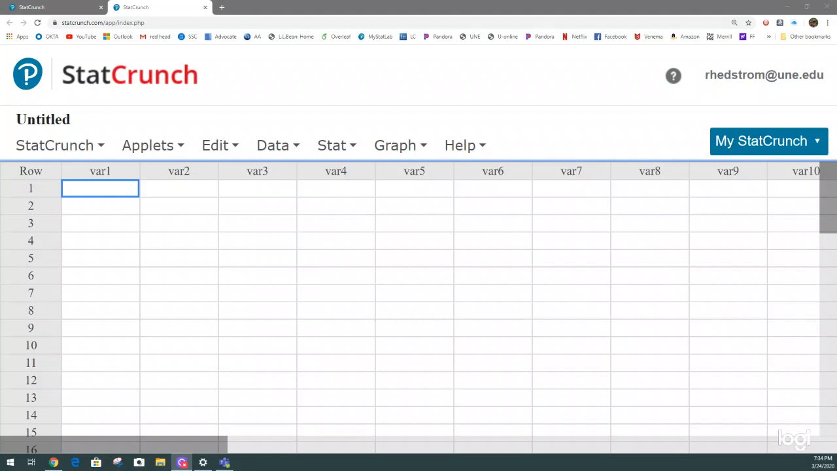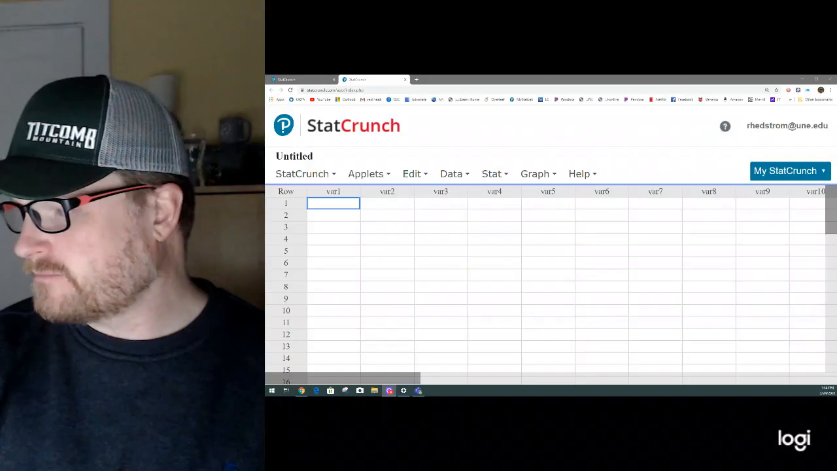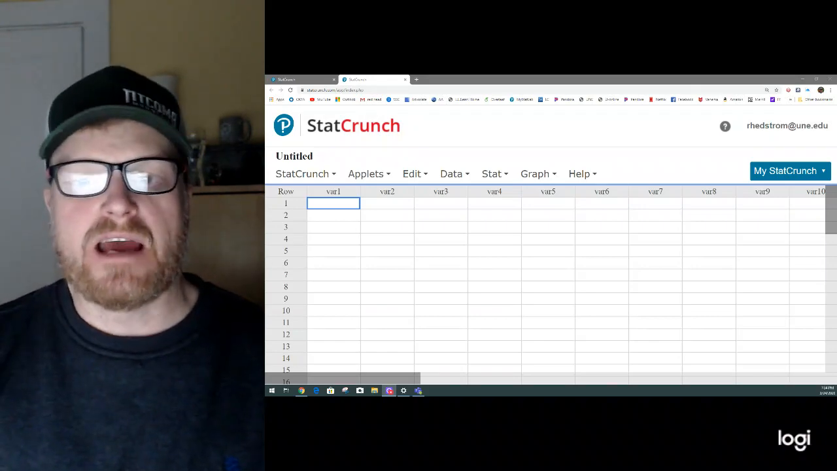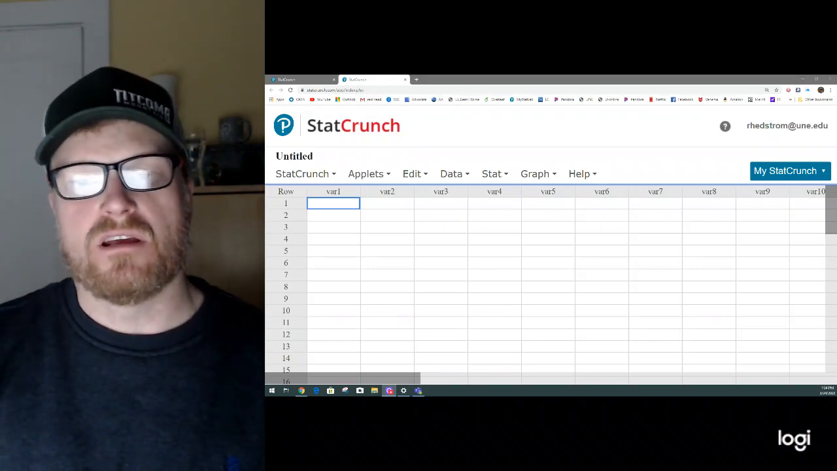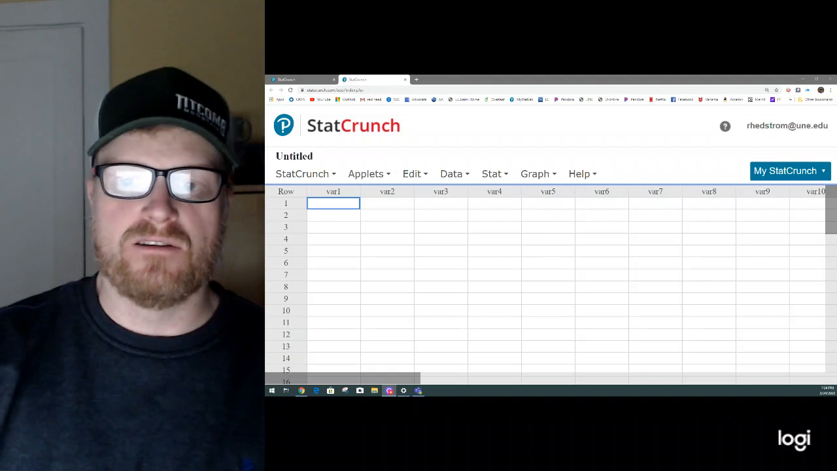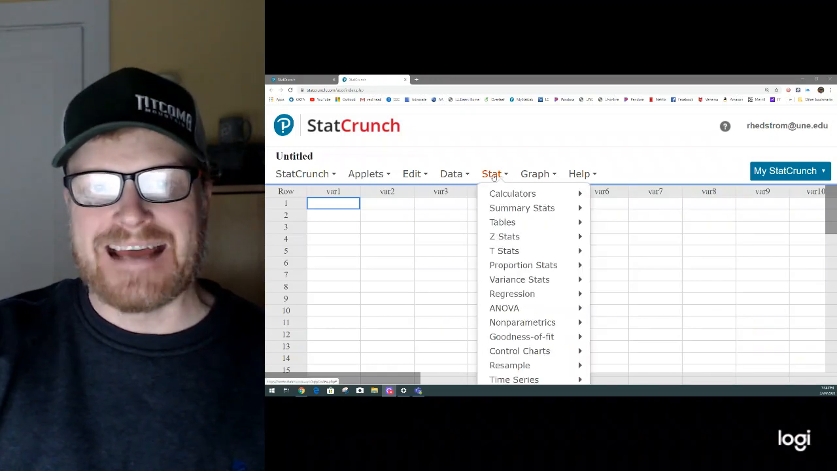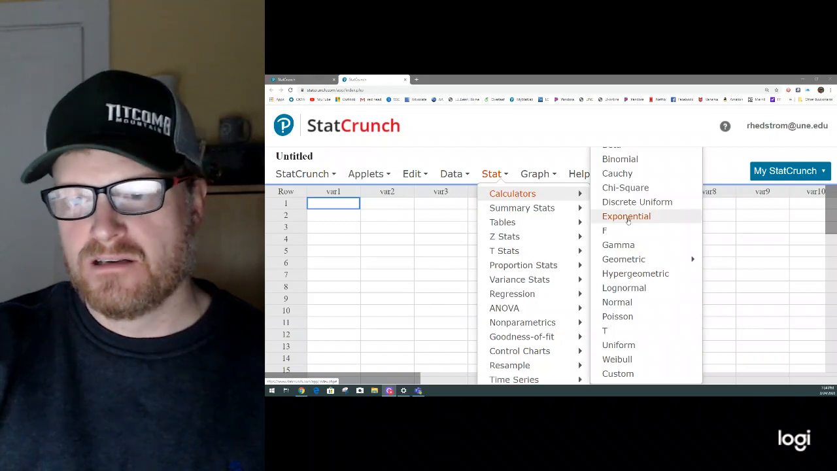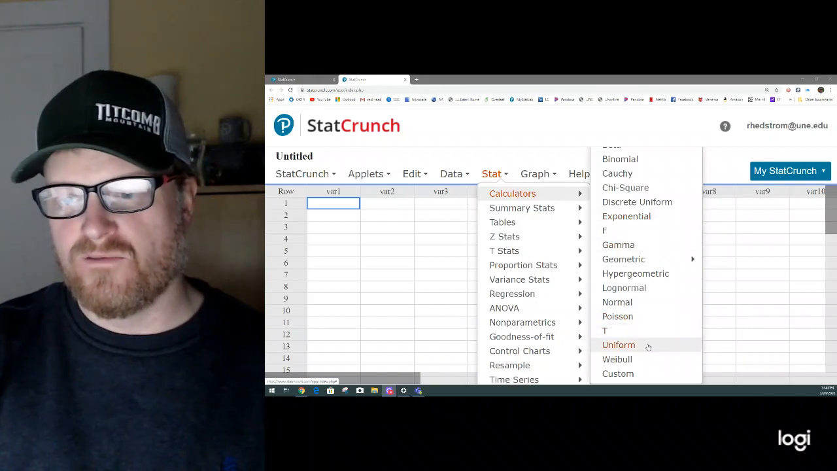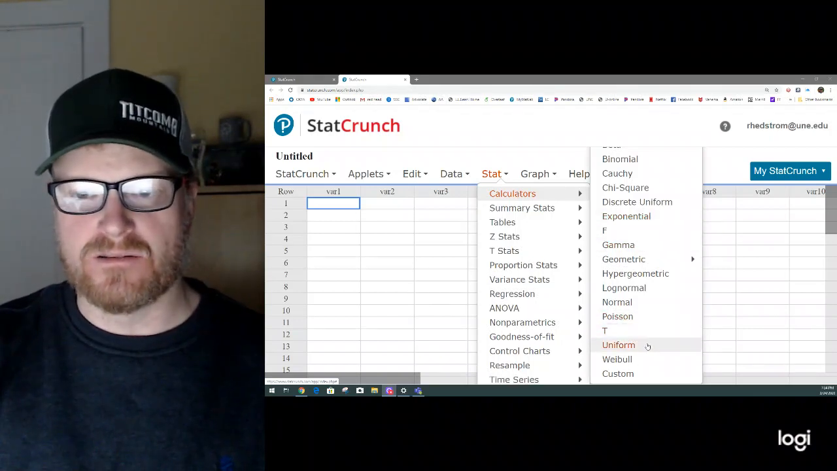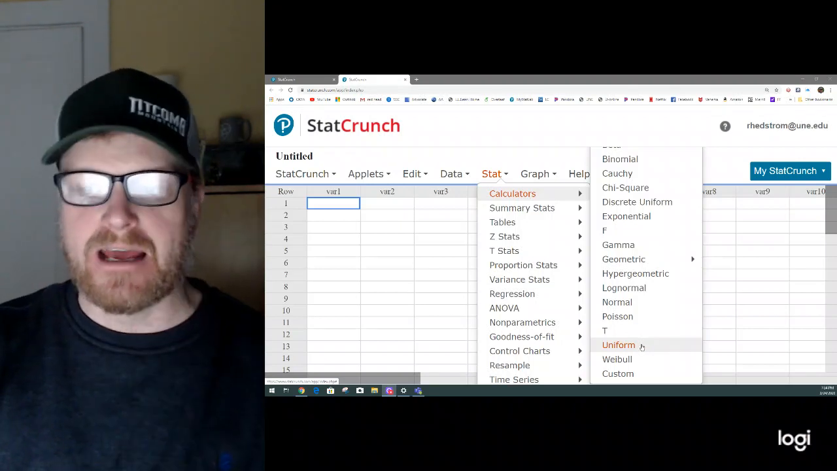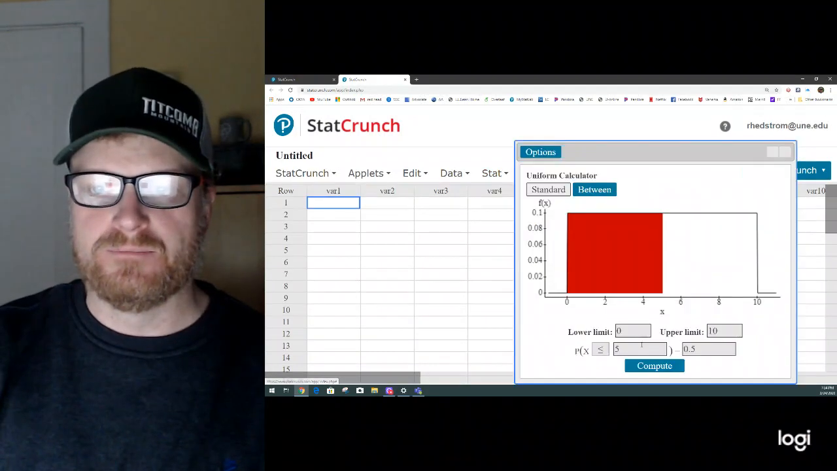So if you guys are home and you want to bring up StatCrunch, we're going to be using StatCrunch to help with demonstration of this. So in StatCrunch, we can use the uniform probability distribution and a normal probability distribution. We're going to find that in stat calculators, and we're going to start with the uniform one that's going to be down here. So again, we're going to be in stat calculators and uniform.